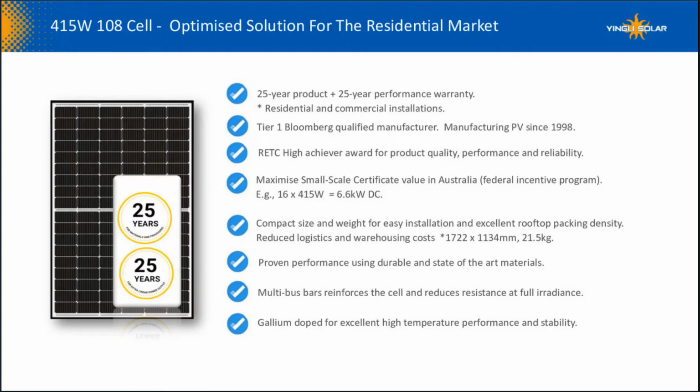This panel is constructed of all the right components using multi-bus bars, gallium doping, and other durable state-of-the-art materials. However, one of its main advantages is a combination of module efficiency and its compact size and weight. 1722 millimeters by 1134 millimeters by 30 millimeter frame provides excellent rooftop packing density, reduced logistics and warehousing costs. It can also save you time on the roof and balance of system costs.